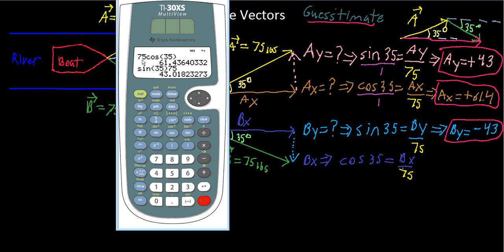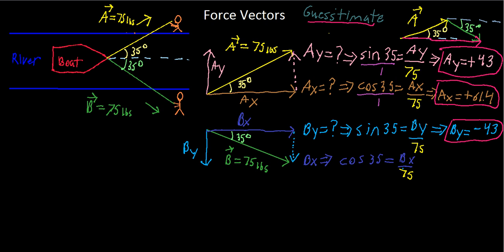And again, there's no reason to retype this in. 75 times the cosine of 35 is still 61 point. So we have the exact same answer as before. We can write this as b of x equals 61.4 pounds in the x direction. And it's important to note, since this is going to the right and it's an x component, it is positive. So now we have all 4 of our components, the x and y component of both vectors.